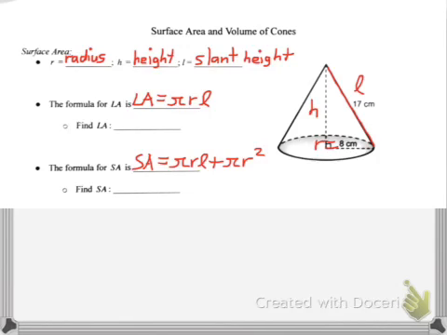So the first thing we're going to find is the lateral area. The formula for lateral area of a cone is pi times r times l. So pi times the radius times the slant height. So if we plug what we know into that equation, we would simply say pi times r, which is 8, times l, which is 17. Throw all that in your calculator and you'll get 427.26. And that's going to be in centimeters squared.